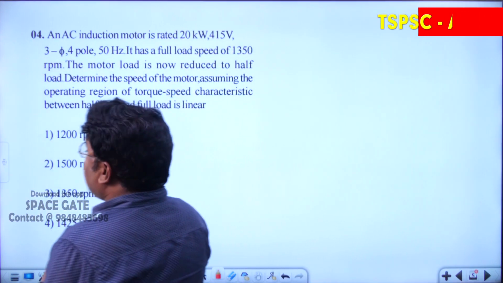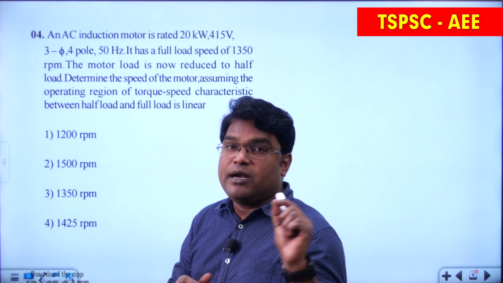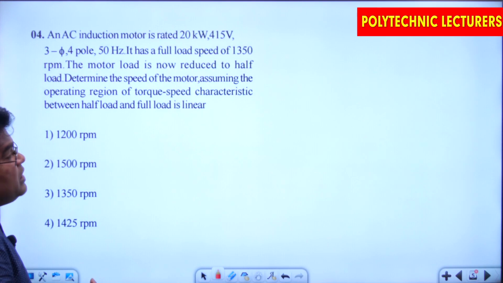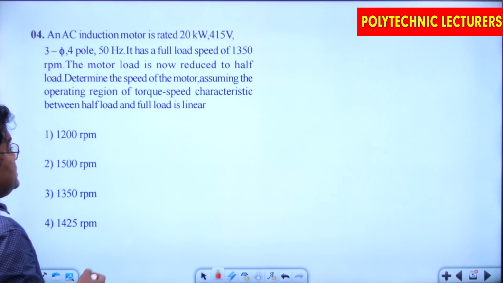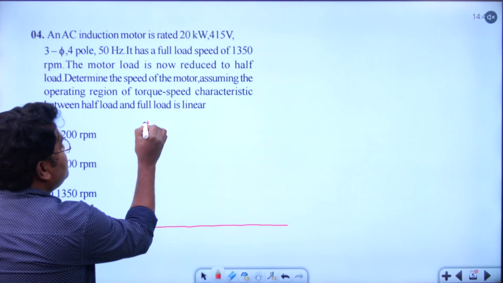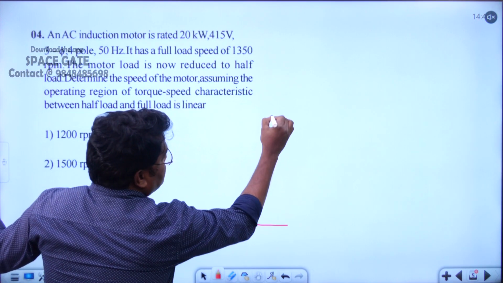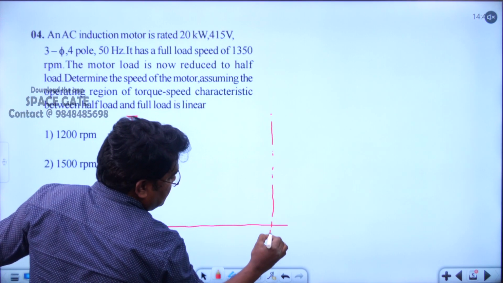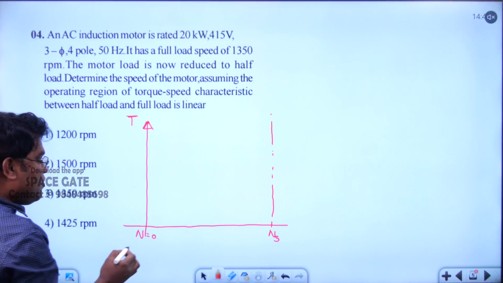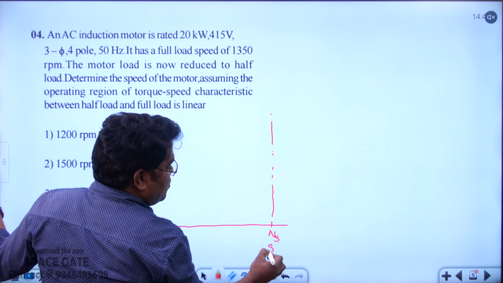This question belongs to the concept of the torque-slip characteristics of the 3-phase induction motor. Let us draw the torque-slip characteristics; from them you can analyze this question easily. Let us take torque on the y-axis and speed on the x-axis. Here the speed is ns, and here speed n is equal to 0. When speed is 0, the slip of the motor is equal to 1. Here the slip is equal to 0.